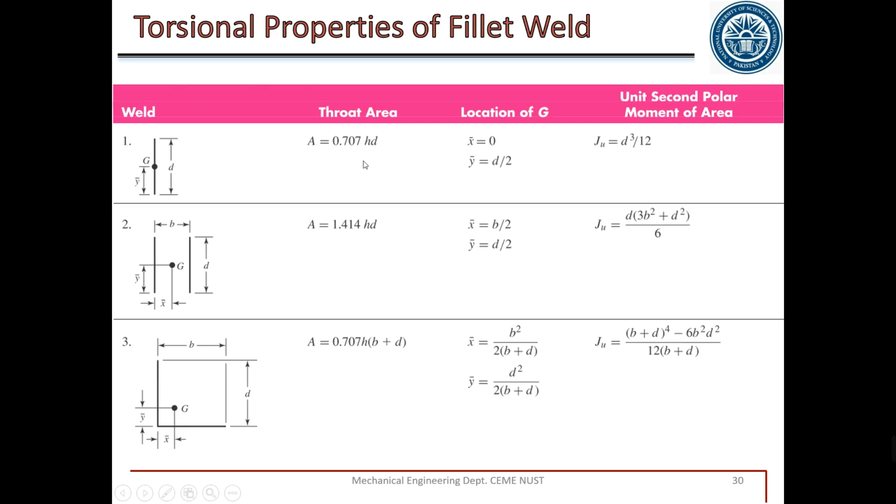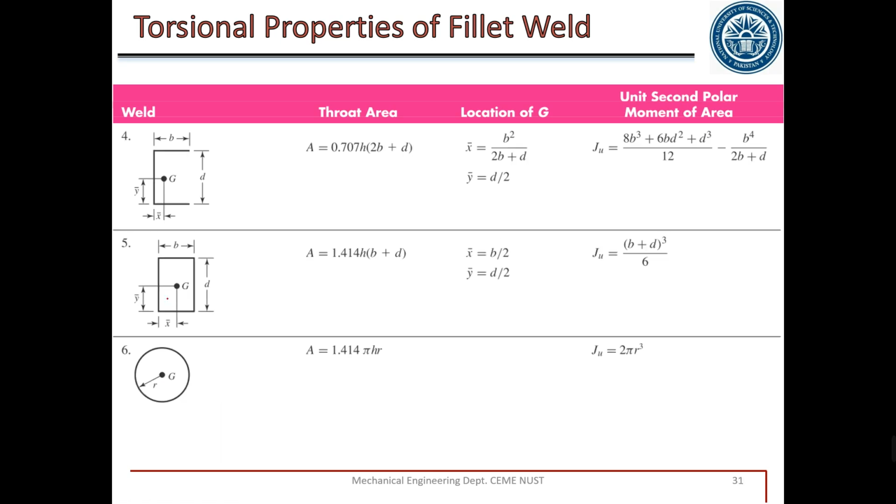For this type of torsional weld, we have the value of area, the position of x bar, the position of y bar, and Ju. Similarly, for these two vertical line welds, we have area, x bar, y bar, and Ju. So for any type of weld that you have, just come to this table 9.1. If the given weld matches with any of these 6 welds, just get the value of area, x bar, y bar, and Ju.